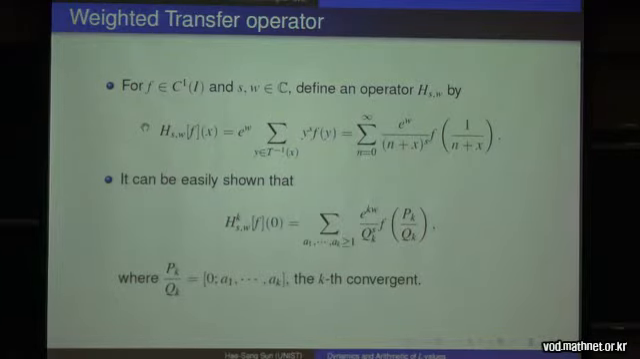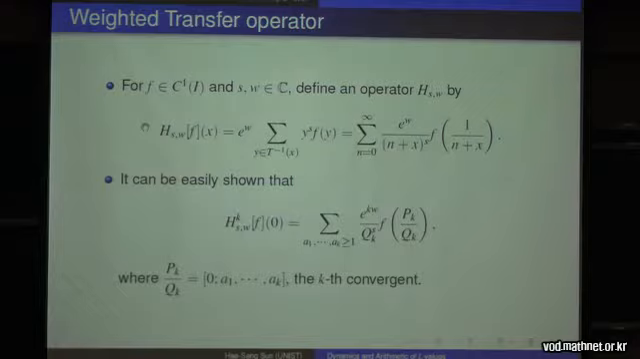Now let me define a very weird operator called the weighted transfer operator. For some function f which is continuously differentiable on I, and two complex parameters s and w, we define the operator H_{s,w} in this way. So the new function has this kind of value: H_{s,w}f(x) is e^w times the sum over all the inverse images of x under T. Then if you compute this, it is equal to this one.